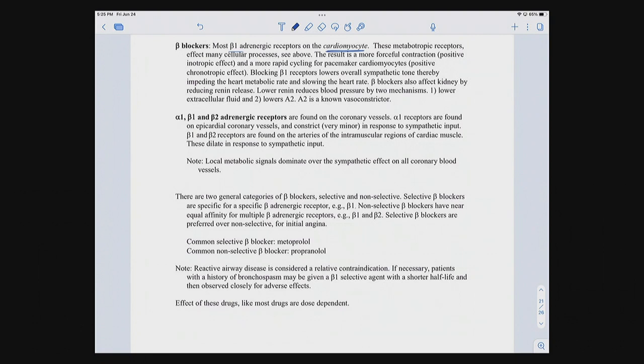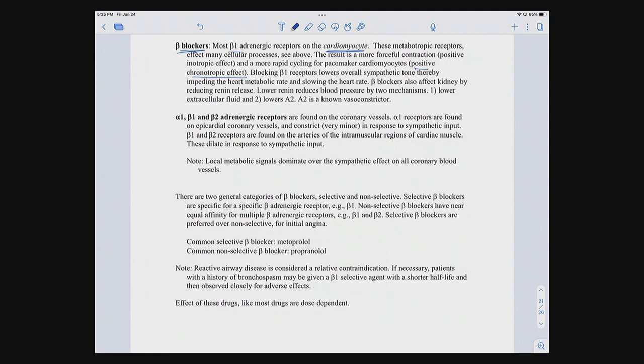Your beta 1s are receiving your sympathetic tone, so if I have a drug that blocks that, then I'm impeding the sympathetic tone, dialing it down, making sure the heart doesn't beat too fast and doesn't beat too forcefully relative to blood supply. I haven't mentioned this before, but I think the term is obvious. If epinephrine or norepinephrine cause the heart to increase its rate of contraction, that's called a positive chronotropic effect.